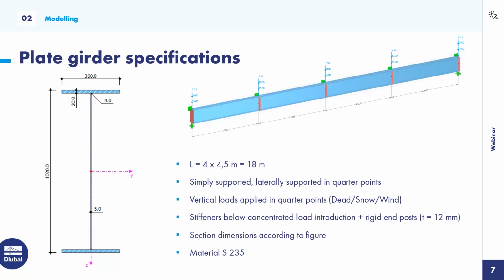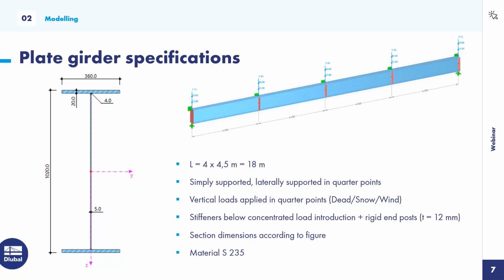So let's move on to the description of the design example for this webinar. We have a welded plate girder with a total length of 18 meters, simply supported at its ends. There are some virtual purlins that are not explicitly modeled that rest on top of the top flange at the ends and also in the quarter points, transferring loads from the roof structure maybe to the plated girder and also at the same time supporting it laterally.